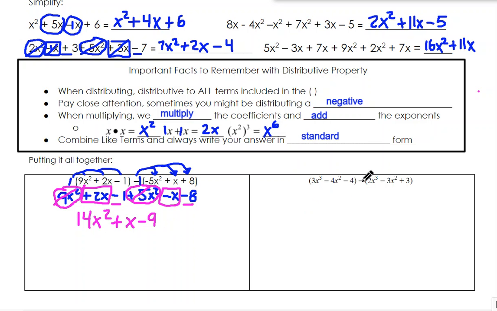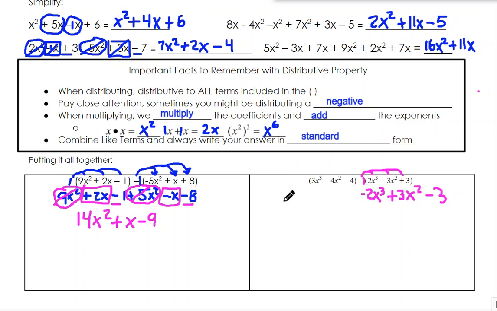All right, let's do one more together. I need to get rid of these parentheses, so I need to take this negative 1 and distribute it to everything on the inside. So negative 1 times 2x to the third power would be negative 2x to the third power. Negative 1 times a negative 3x to the second power would be a positive 3x to the second power. Negative 1 times a positive 3 would give me a negative 3.